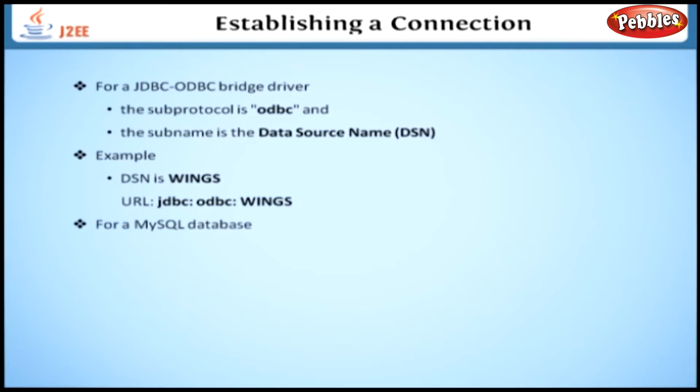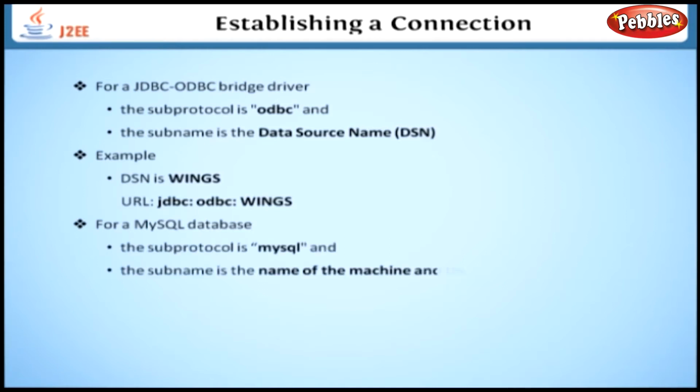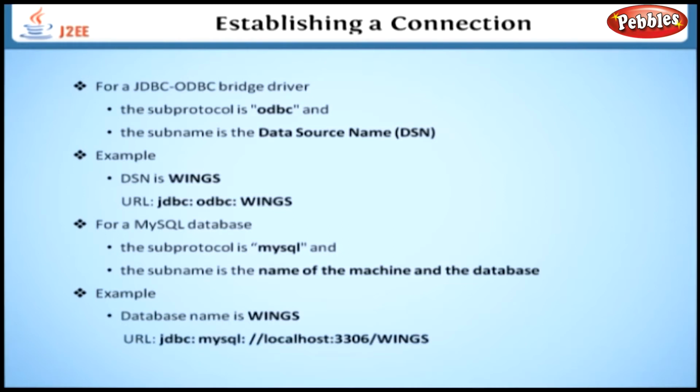If we want to connect to a MySQL database, the sub-protocol is mysql. Subname should be given as the name of the machine and the database. For example, if the database name is wings, then the URL will be like this. Here localhost refers to our machine name. 3306 is the port number where MySQL was installed. Once the driver recognizes the URL, it will establish a connection to the particular DBMS.